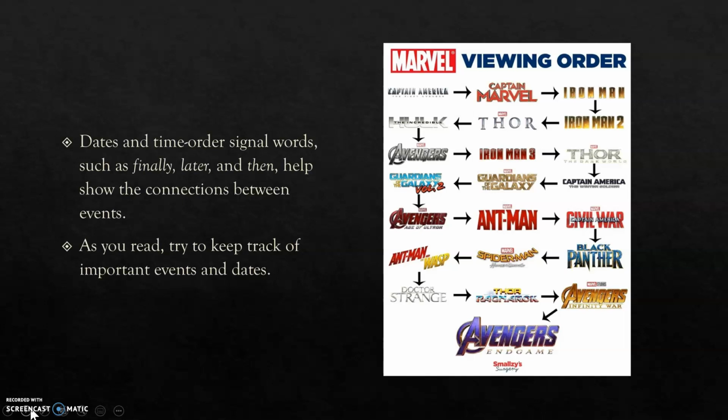So if we're talking about chronological order, most of us are probably aware of the order in which the Marvel movies came out, right? But if we were to watch the movies in the order that they theoretically happened, this would be the viewing order. This would be how you should watch them. You should start with Captain America, then Captain Marvel, then Iron Man, then Iron Man 2, then Thor, Hulk, etc. Okay, finally ending with Avengers Endgame, even though these movies did not come out in this order. Okay?